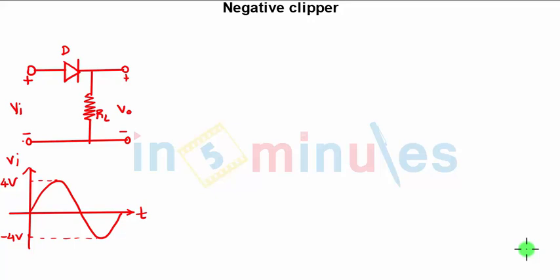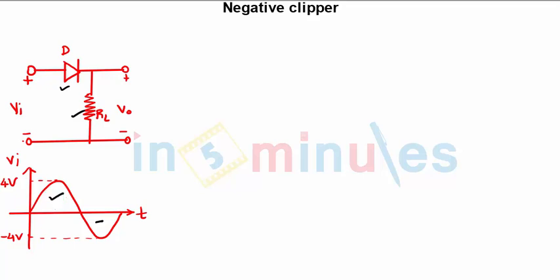Next part is the negative clipper. What you can see in the diagram. Again, it is a series clipper because the diode and the load resistance both are in series. Negative clipper means it will clip off the negative half cycle of the entire input waveform and keep the positive half cycle as it is. Now, how to go about the analysis of that?